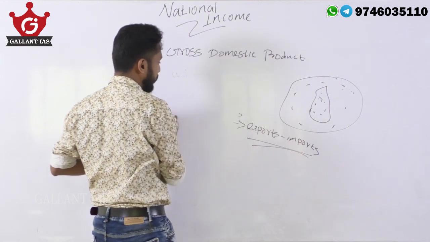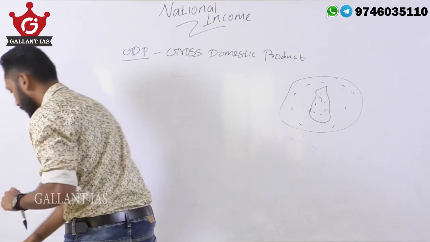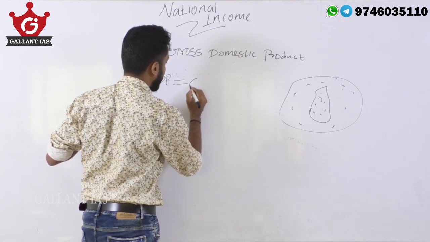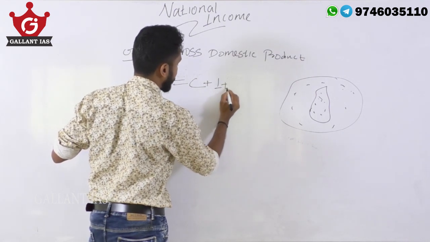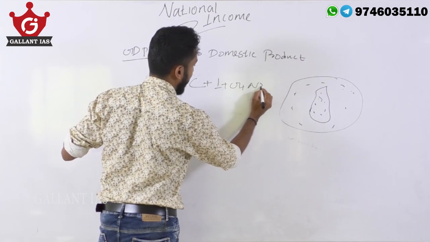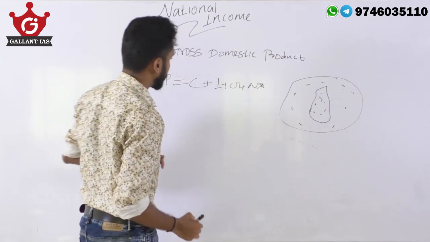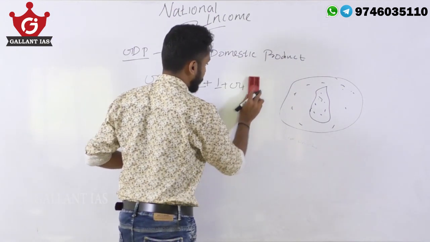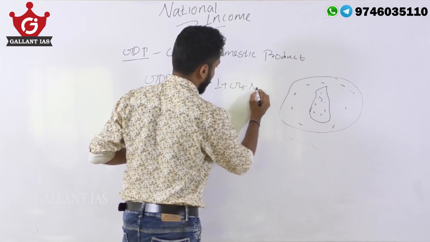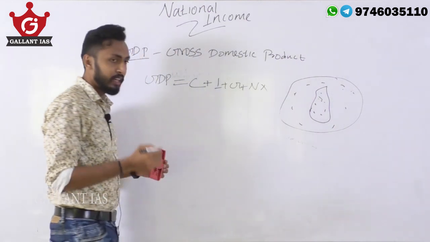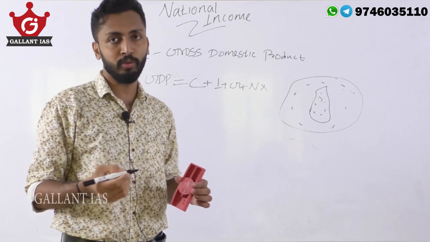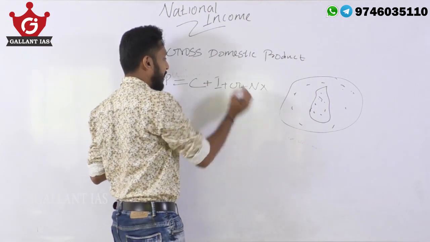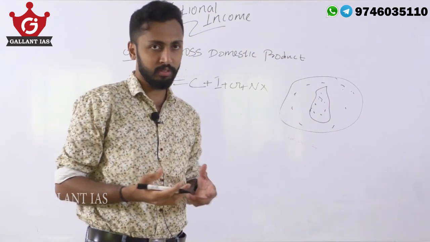What is the equation of GDP? GDP equals C plus I plus G plus NX. What is C? Total consumption of households, money spent by households. I, investment done by the households.